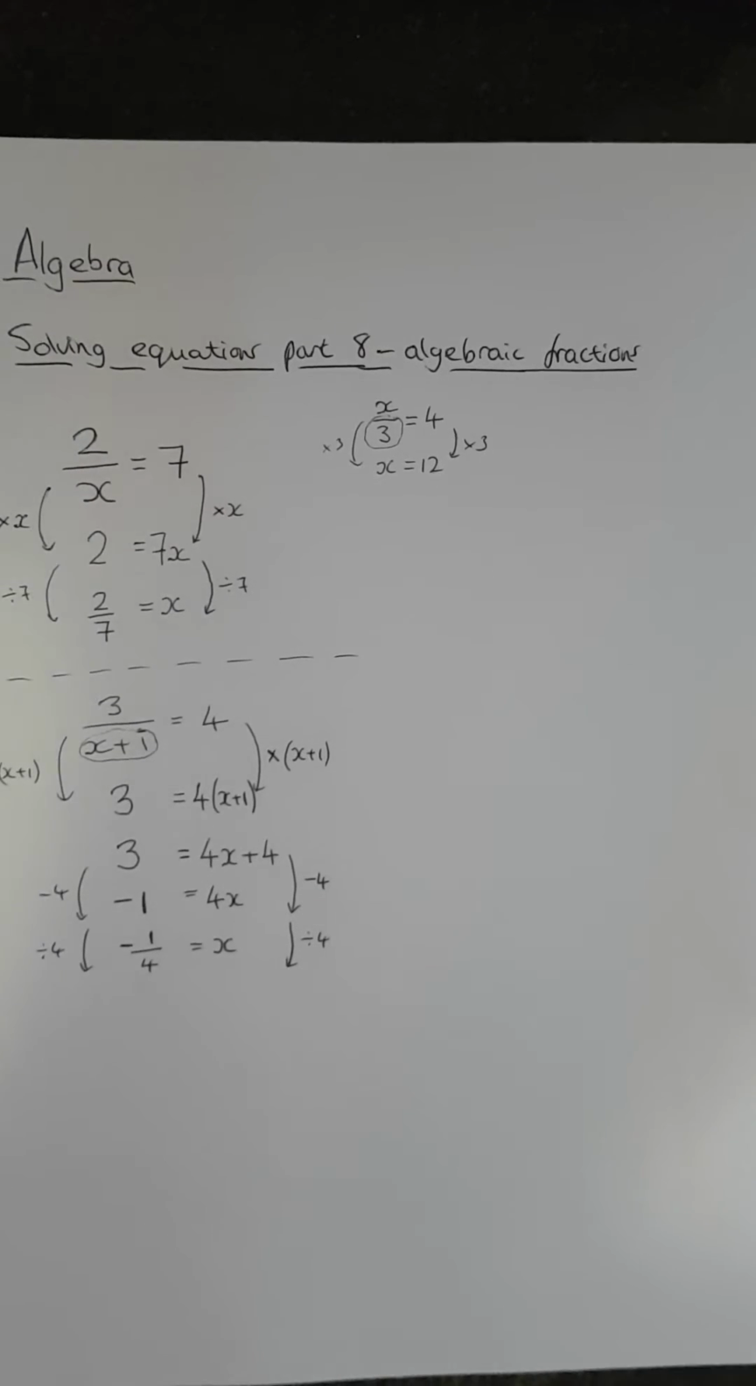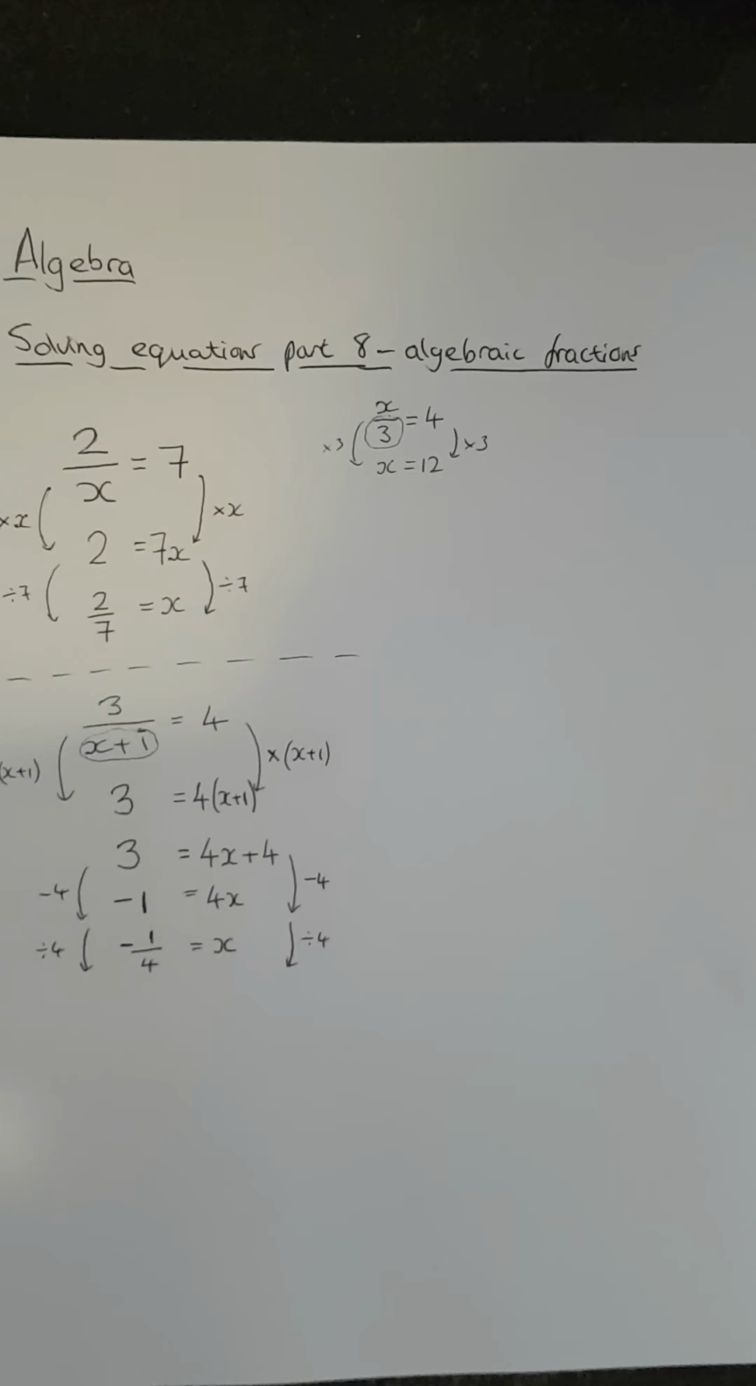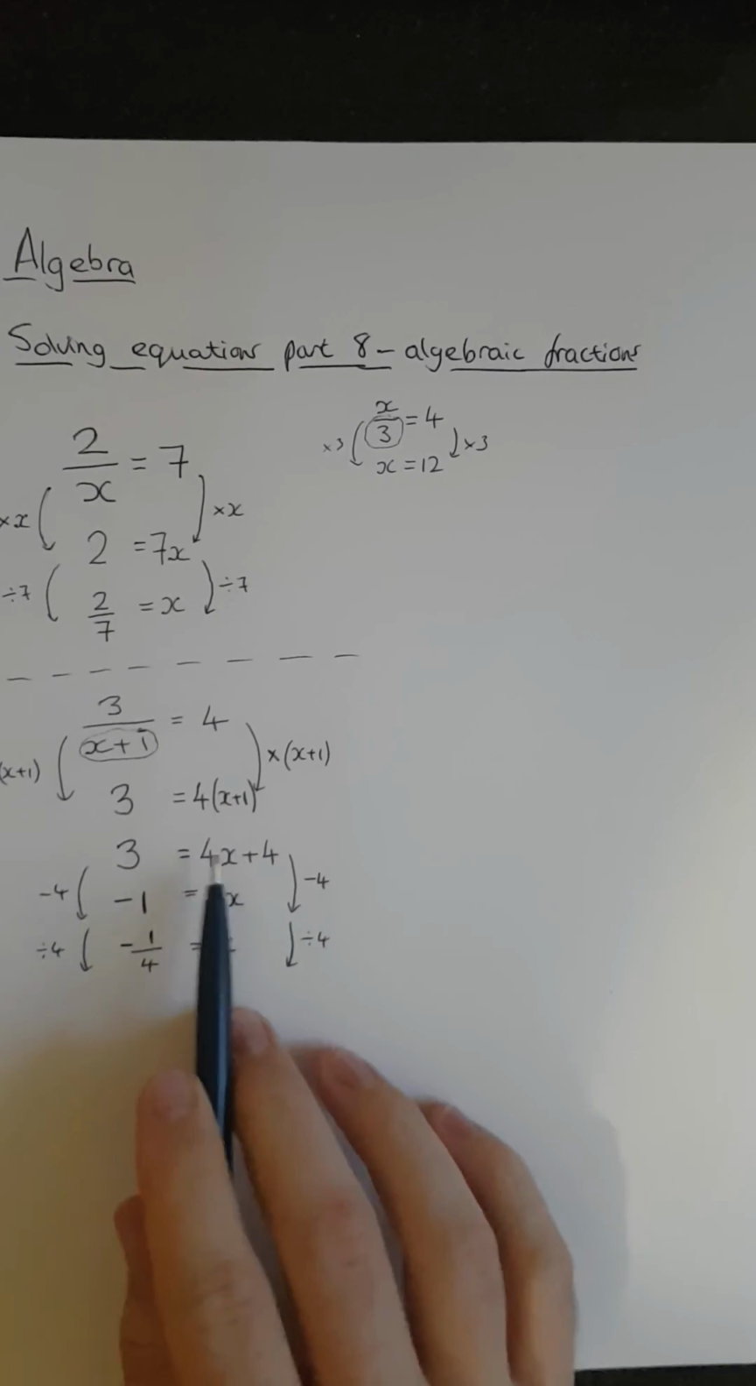So the key principle so far is remove from the situation dividing by something, by multiplying, and then tidy up what you end up with. It could mean just solving it straight away, or it could mean expanding a bracket and then solving.